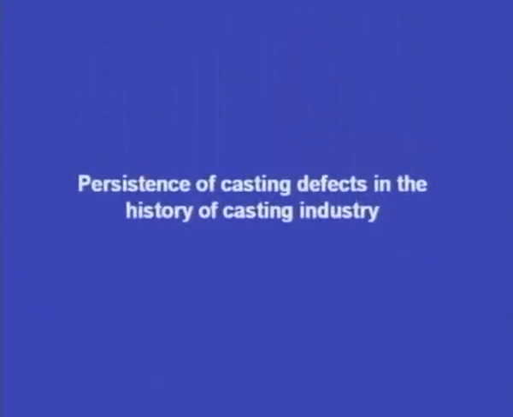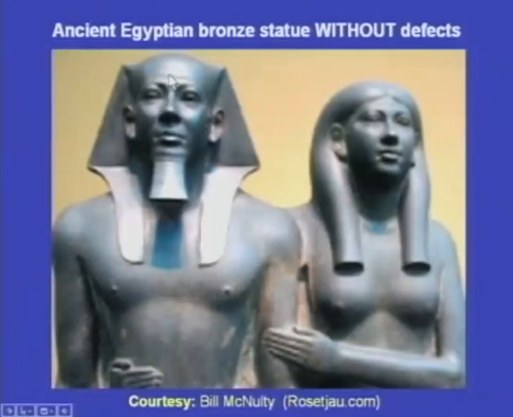Casting defects have been persisting ever since man has invented the casting process. Metal casting was invented thousands of years before Christ. Those days, this process was used mainly for art purposes. Here we can see an ancient Egyptian bronze statue, without any defects. In fact, this casting process has been developed in ancient Egypt, ancient Mesopotamia, ancient China, and also in ancient India.